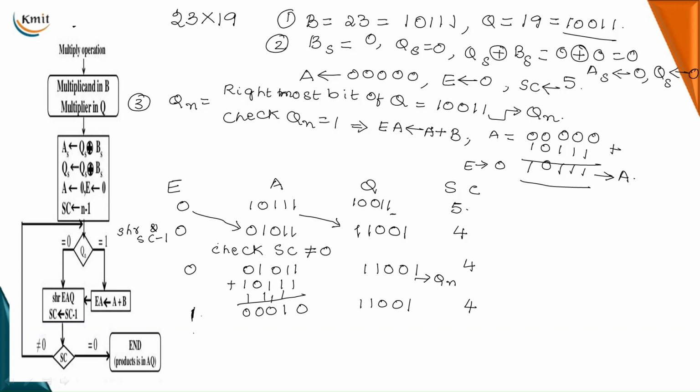Now next step you have to perform a shift right operation. So perform a shift right, it becomes 0. This 1 will be moved here, so it becomes 1 0 0 0 1, and this will be moved here 0 1 1 0 0, and this 1 will be rejected, and you are going to decrement your sequence counter to 3, right? Now again you are going to check the sequence counter. Still it is not equal to 0. So we will continue here.